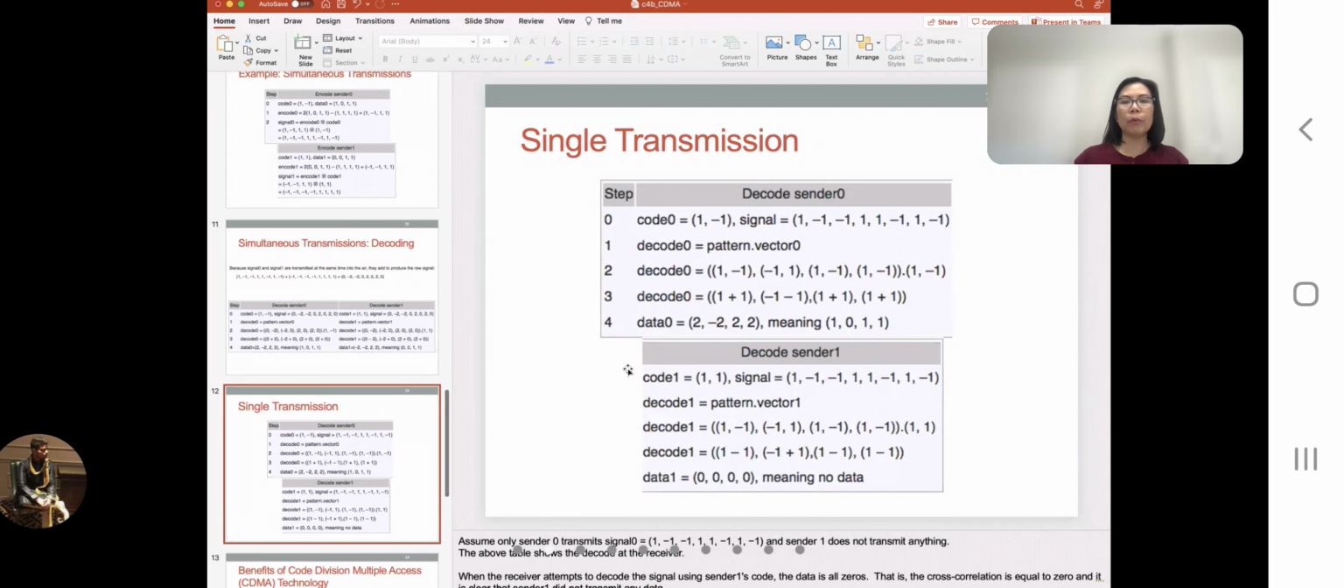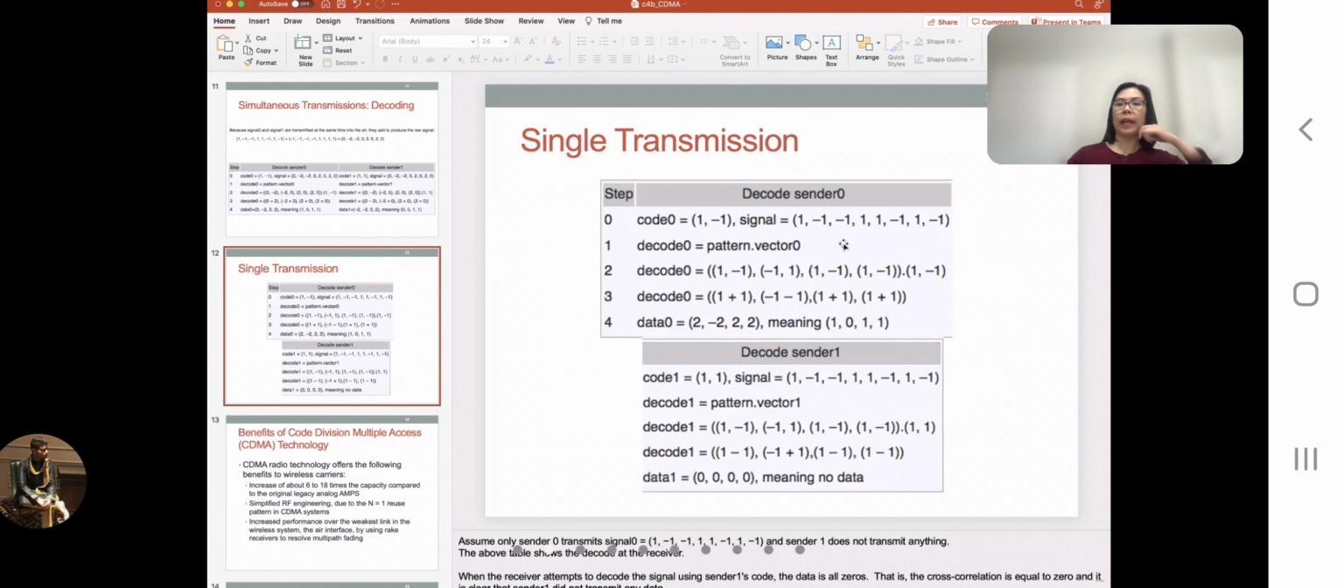We repeat the same process here. Only sender 0 transmits data signals, so this is the signal. We separate this into subvectors and then take the dot product of each subvector with the code, and we get 2, -2, 2, 2. This means it is converted into 1, 0, 1, 1.